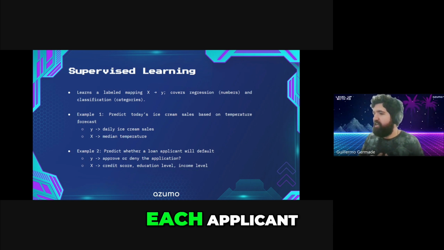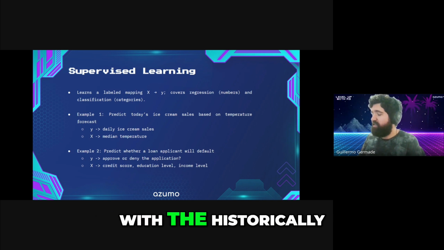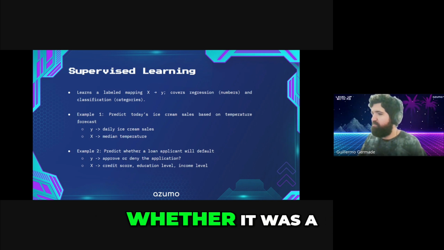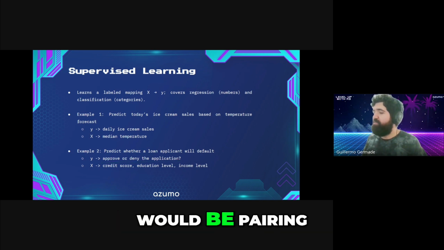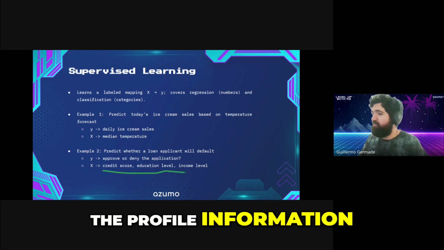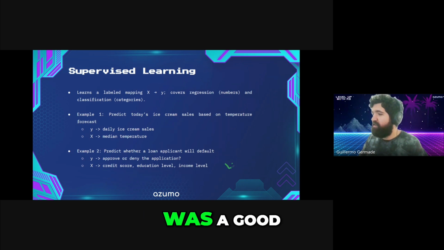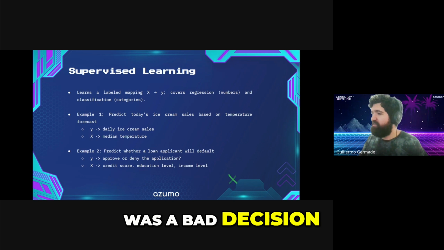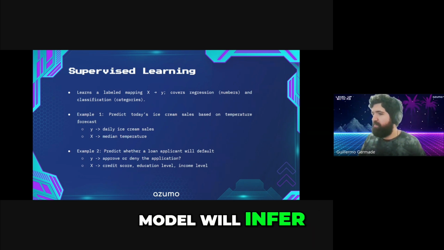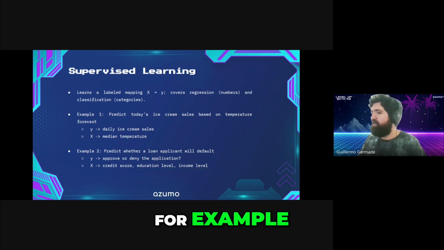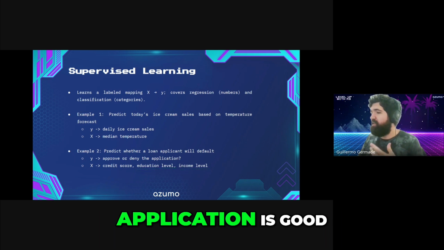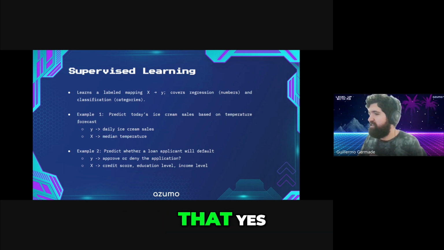But then each applicant you would put together with the historically accurate value for whether it was a good or bad idea to approve the application. So you would be pairing the profile information with whether it was a good decision or whether it was a bad decision. And then the model will infer the relationships between how does education level together with income level, for example, affect whether the application is good to approve or not. That yes or no decision can be taken or suggested by a classification model.